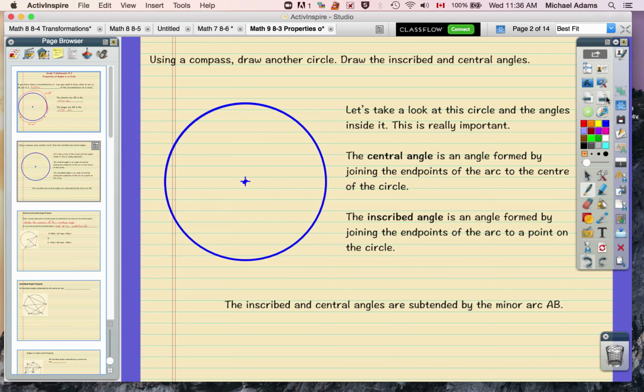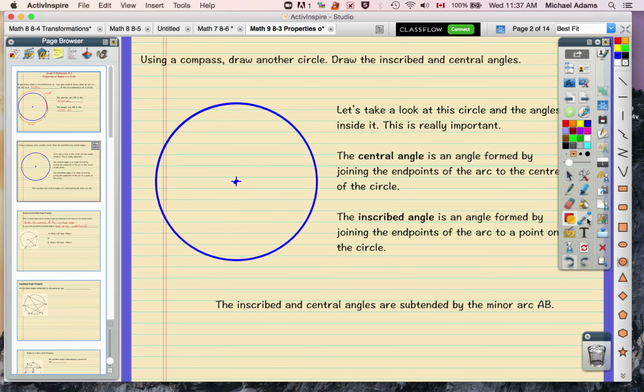So if I used a compass and I drew a circle, and here I drew another circle, I'm going to draw what's called inscribed and central angles. Now, here's the center of my circle here. My central angle is going to be an angle that's formed by joining endpoints of the arc to the center of the circle.